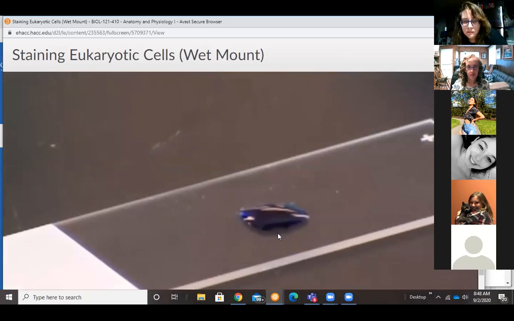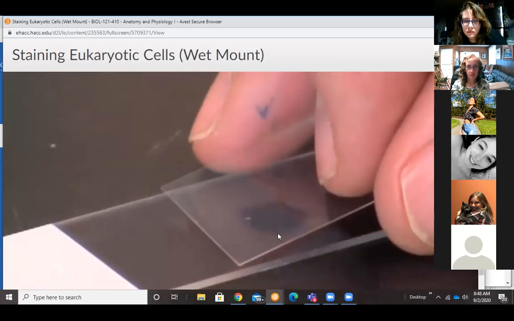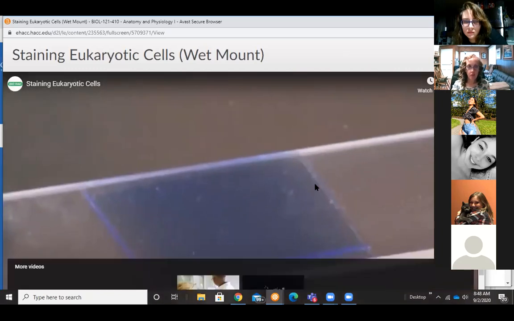Prepare the wet mount by lowering the cover slip over the stain, starting at a 45-degree angle. Avoid trapping bubbles under the cover slip. If you put it on the cover slip at an angle, it will push out most of the bubbles underneath the slide.